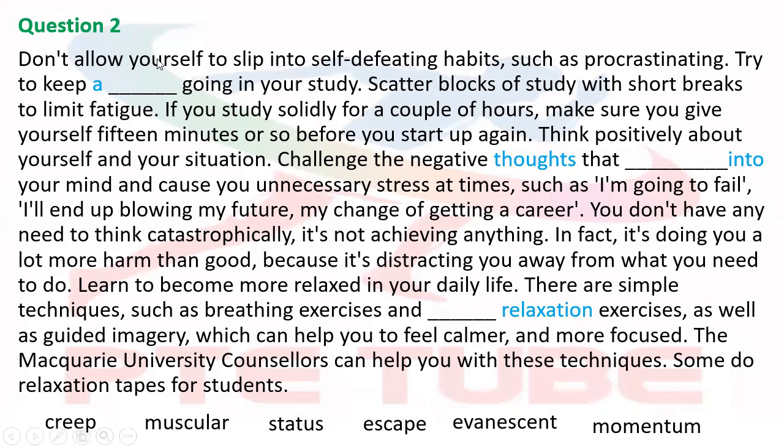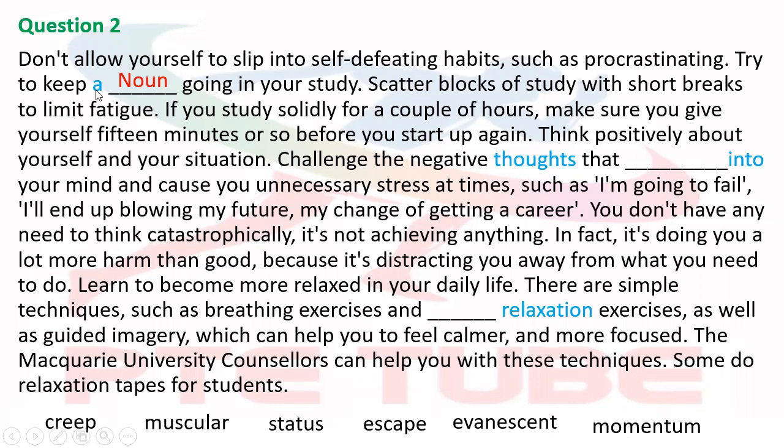Don't allow yourself to slip into self-defeating habits. It is something related to habits. It is asking us to not get into self-defeating habits such as procrastinating. Try to keep a... "a" is a hint to me. Where do we use this particular alphabet "a"? Wherein we make use of a singular, isn't it? So I need a singular again, and that singular preferably should be a noun. Clear? I need a noun over here, and the noun too is in a singular form. These are the things that we need to keep in mind while solving a fill-up.